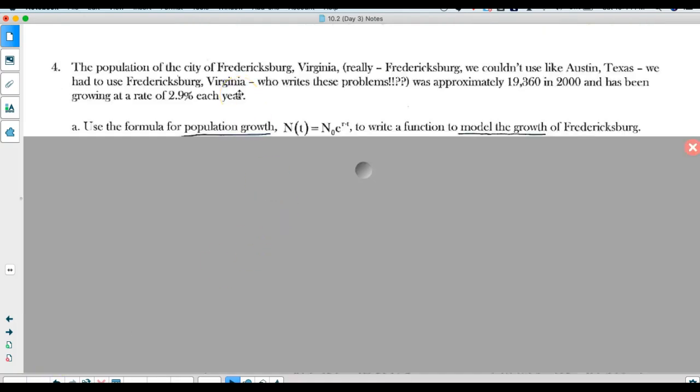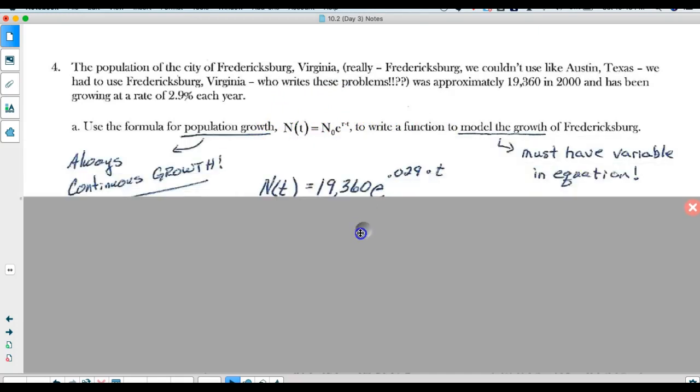And on the last page here, we're just going to work a quick example. The population of Fredericksburg, Virginia was approximately 19,360 in the year 2000, and it's been growing at a rate of 2.9% a year. Use the formula for population growth. Well, population growth is right here. It's continuously compounding, to write a growth model of Fredericksburg.